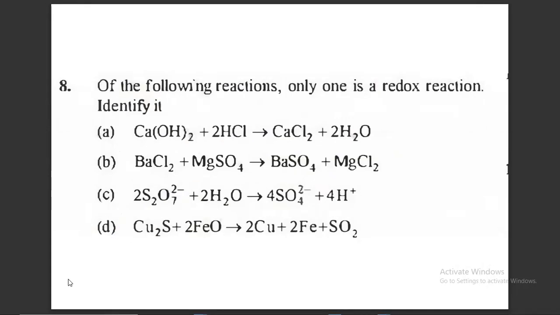Question number 8. Of the following reactions, only one is a redox reaction. Identify it. In a redox reaction, oxidation and reduction take place simultaneously. So this copper sulfide and iron oxide, when mixed together, generate this product. The oxidation number of copper changes from plus 1 to 0, and the oxidation number of sulfur changes from minus 2 to plus 4. So there is an increase and decrease simultaneously. So question number 8 would be option D.